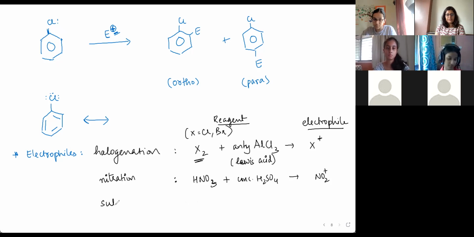Then sulfonation. Ma'am, we needed to make the resonating structure of chlorine, like benzene chloride, right? Yeah, leave some gap after the class, make it, and then after that you can scan and send.